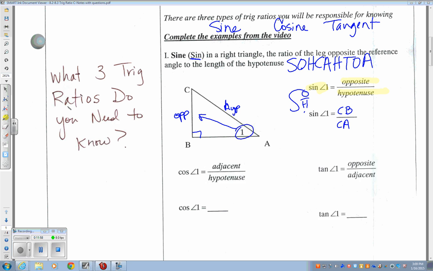Now, cosine. You can change the letters around. It's still the same side. All right, cosine is adjacent over hypotenuse. Now, C for cosine, that's the CAH, so that's A over H. Okay? So I'm always doing it in relationship to the angle. So adjacent to angle 1 would be the side BA. So I would write the ratio BA over CA.